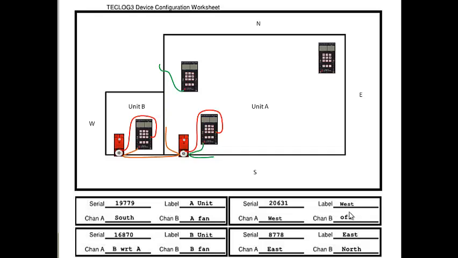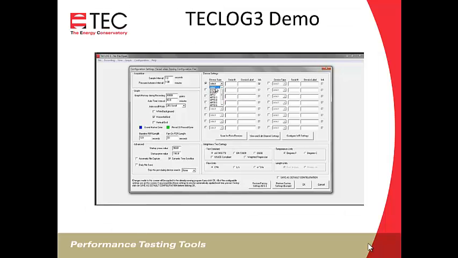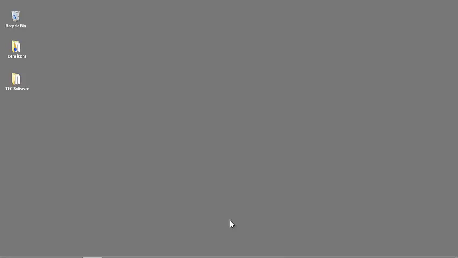And then our fourth gauge, we're going to label east, and channel A will be going to the east side, and channel B will be going to the north side. So we'll label that east and north. So that's our fan configuration, and now we'll open the TECLOG software and start doing that test.